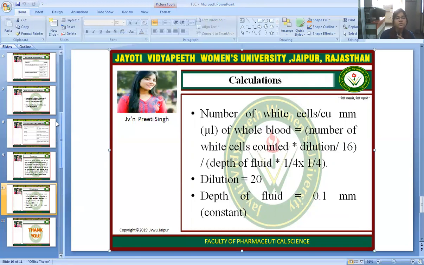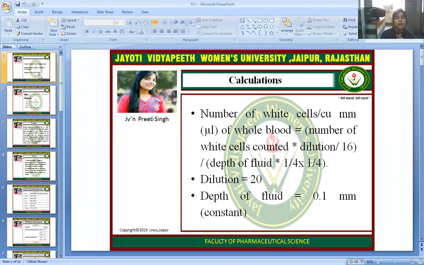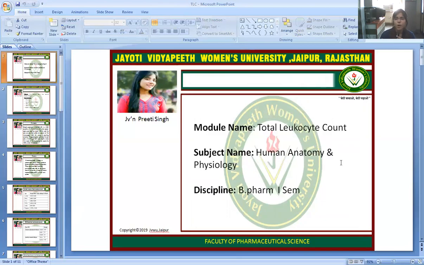This practical is very important for the proper information of the blood, and total leukocyte count belongs to the human anatomy and physiology practical for the B Pharm first semester.